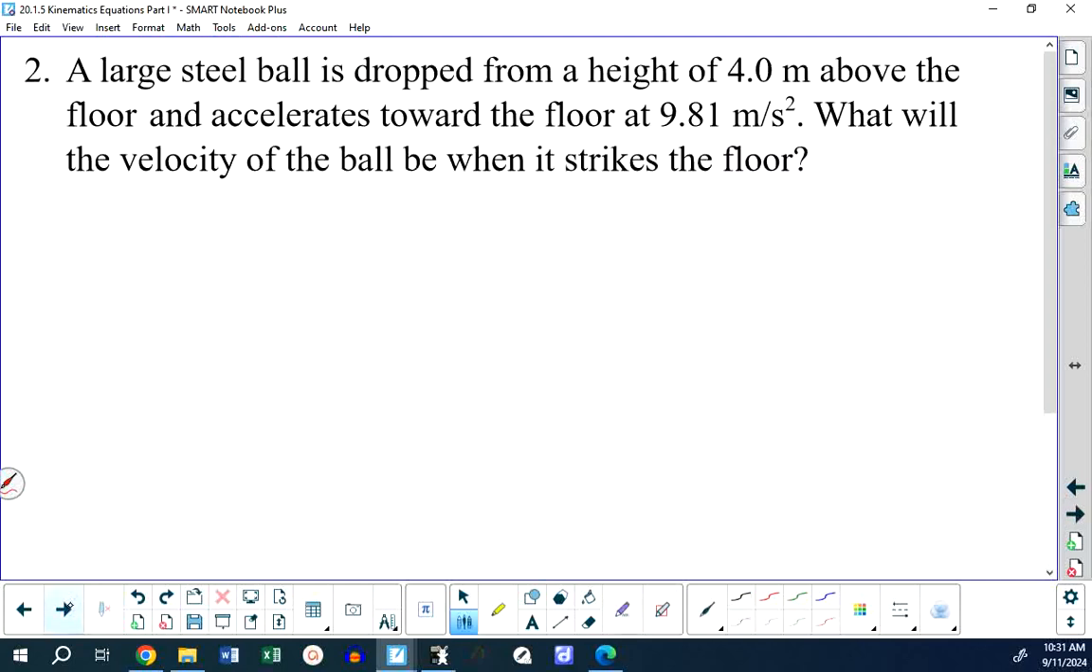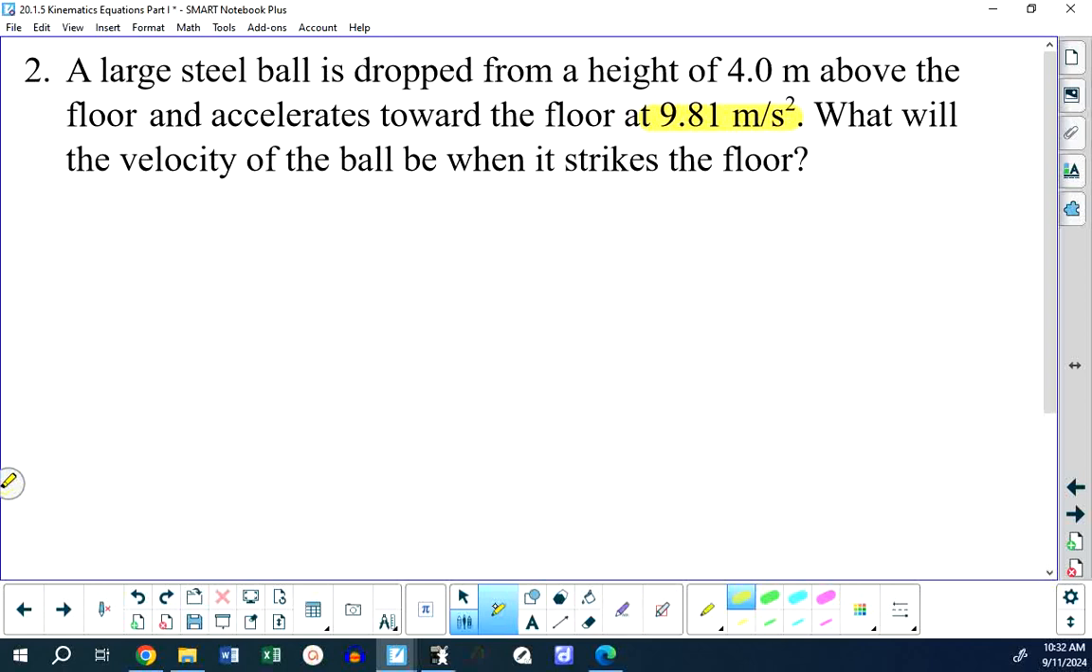A large steel ball is dropped from a height of 4 meters above the floor and accelerates towards the floor at 9.8 meters per second squared. In Alberta, in this location, in and around the Edmonton area, that's the acceleration due to gravity. And that is on your formula sheet. From here on in, anytime you have a question that says an object is dropped or an object is in the air, that's the downward acceleration.